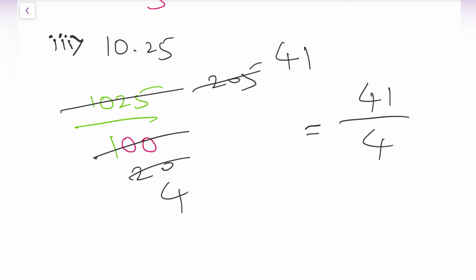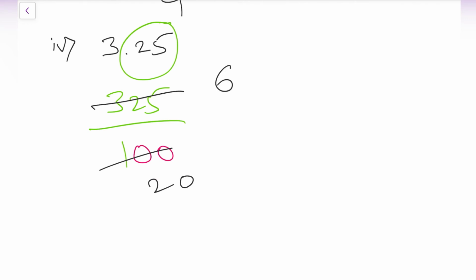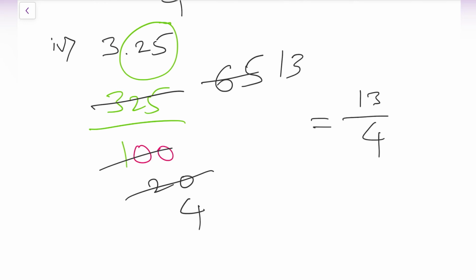Next, the last question in this bit. We have 3.25, question number 4. First, remove the decimal and write the total number, that is 325 divided by 1. After the decimal, 2 digits are there, so keep 2 zeros here. Now if any simplification is possible, do that simplification. 5 20s are 100, 5 6s are 30, 5 5s are 25, 5 4s are 20, 5 13s are 65. So the final answer of 3.25 is 13 divided by 4.